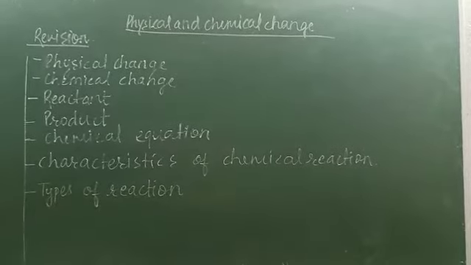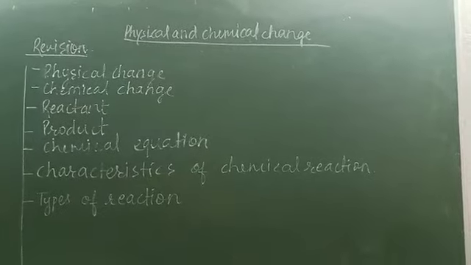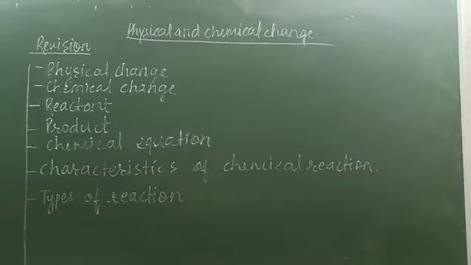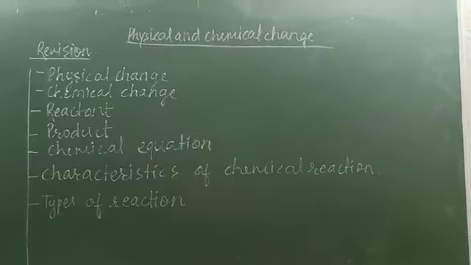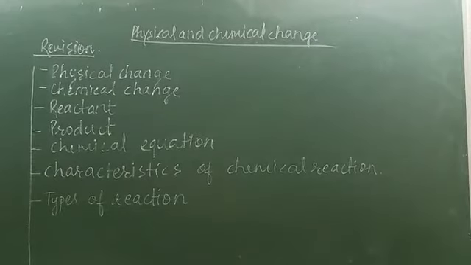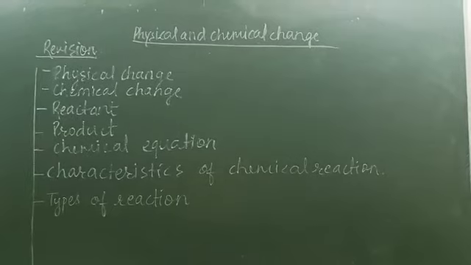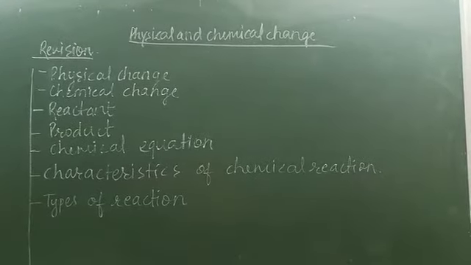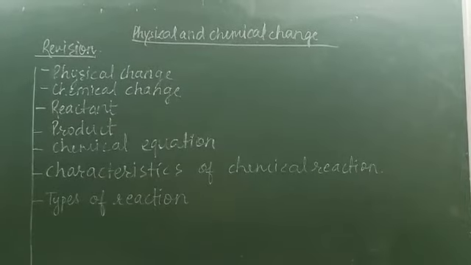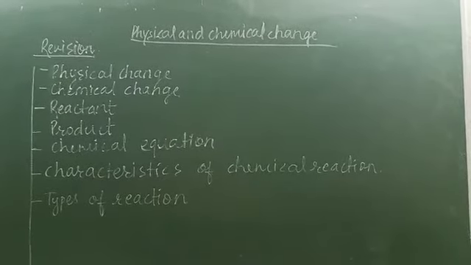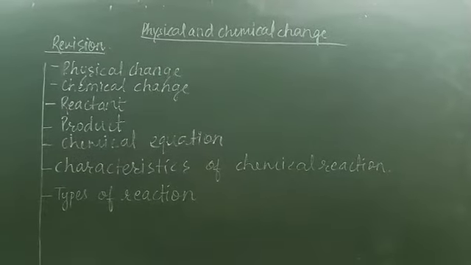And chemical changes are permanent in nature, like burning of paper, curdling of milk, rusting, ripening of fruits, burning of crackers, etc. Now next is reactant. What is a reactant? A substance which takes part in a chemical reaction is known as a reactant. And what is a product? The new substance which is formed after the reaction is known as a product.